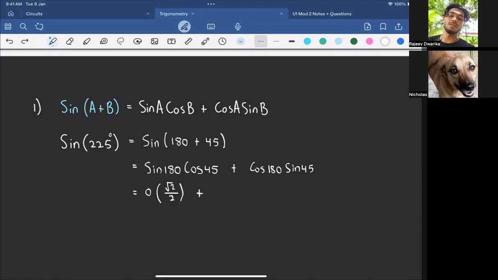Cos 180 is minus 1. And sine 45 is root 2 on 2. This whole thing here will be 0. This whole thing here will be minus root 2 on 2. Your answer is minus root 2 on 2.